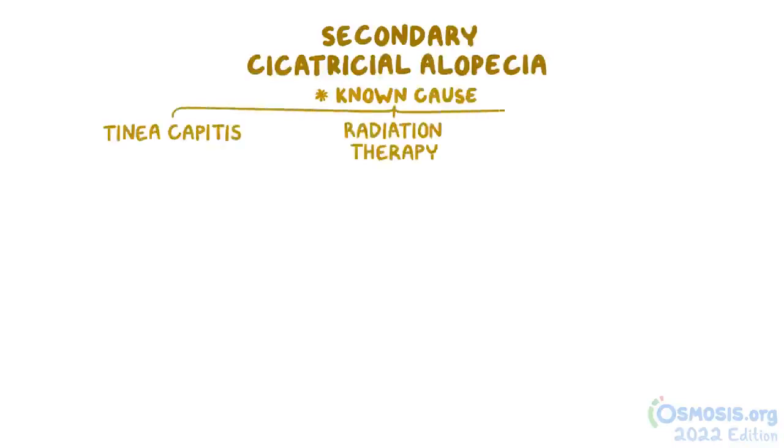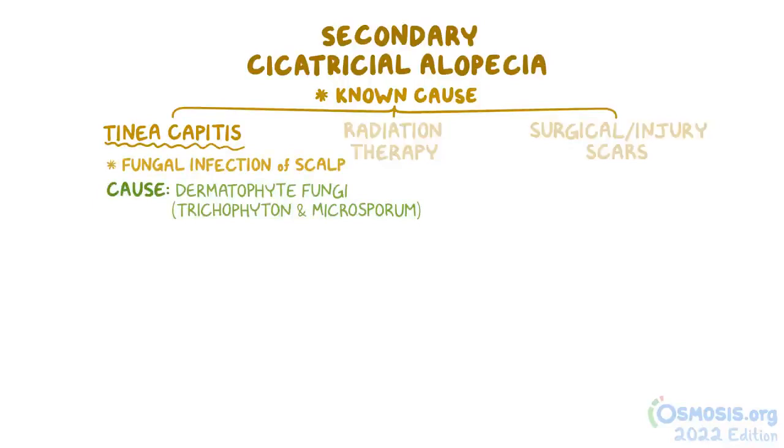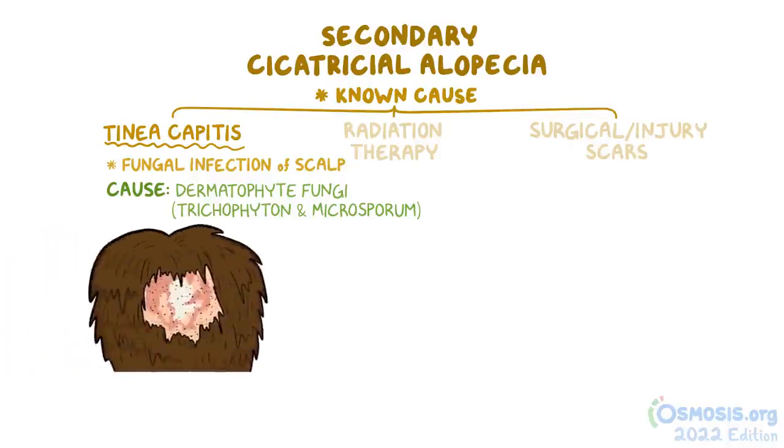On the other hand, secondary cicatricial alopecia always has a known cause. Causes include tinea capitis, radiation therapy, and surgical or injury scars. Tinea capitis is a common fungal infection of the scalp caused by the dermatophyte fungi of trichophyton and microsporum species. The most common clinical findings are single or multiple scaly patches with alopecia.